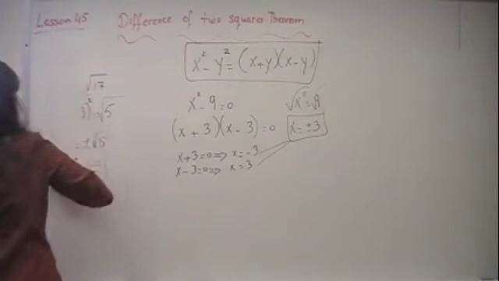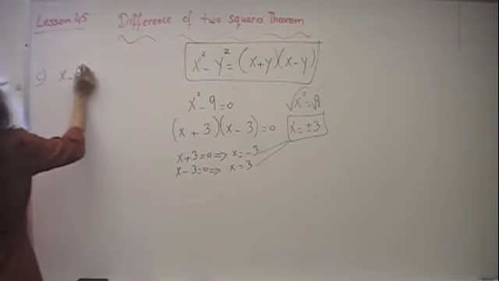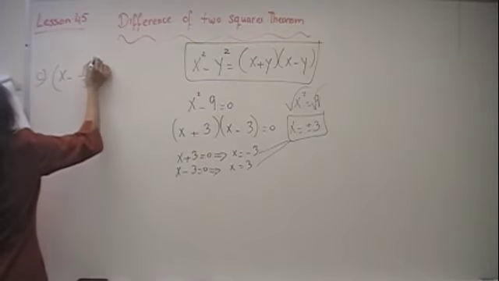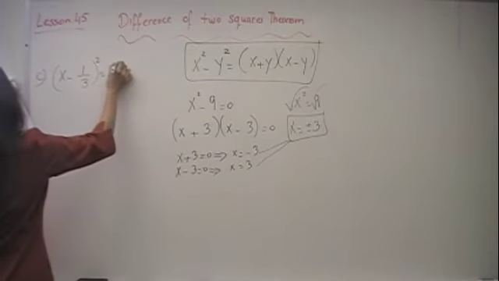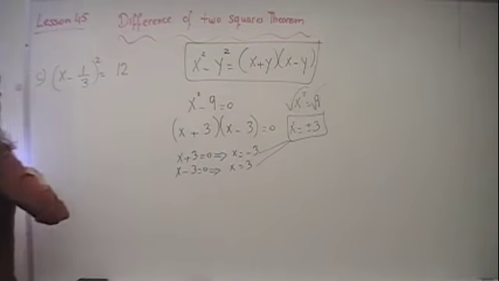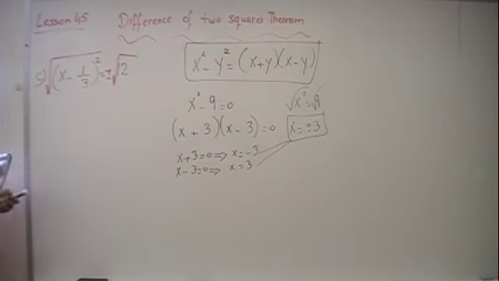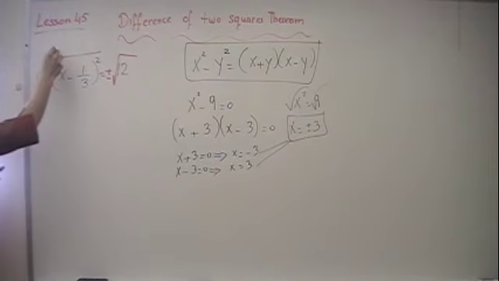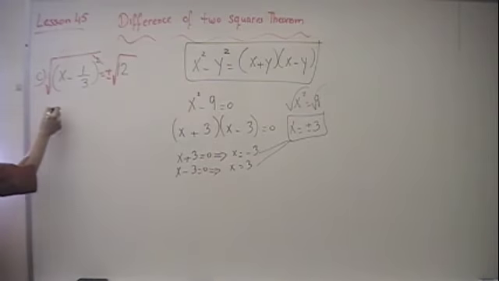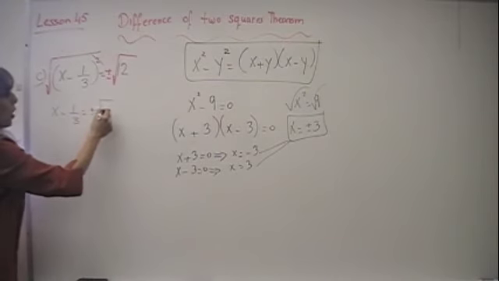Letter C. If I have x minus 1/3 squared equals 12. So I have to square root both sides. Put my positive negative right here. The square root and the square cancel each other out. Then I have here x minus 1/3 equals positive negative square root of 12.